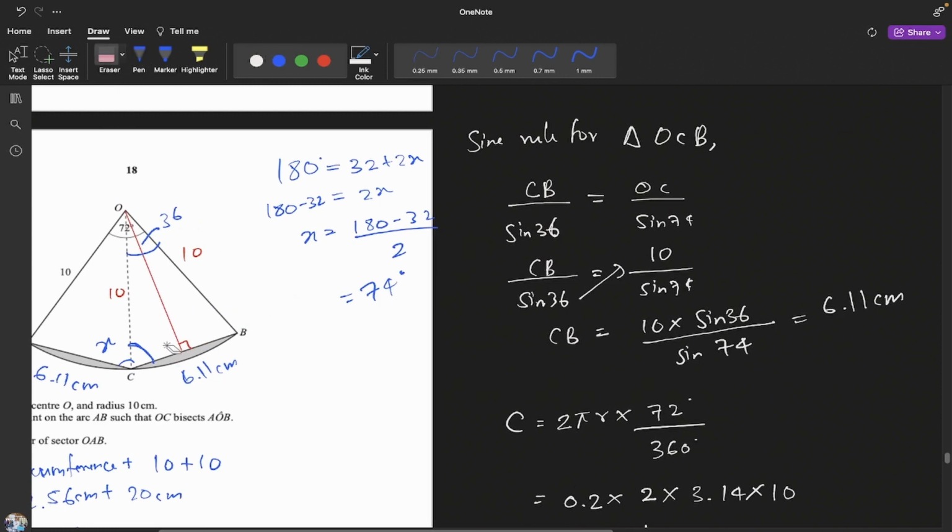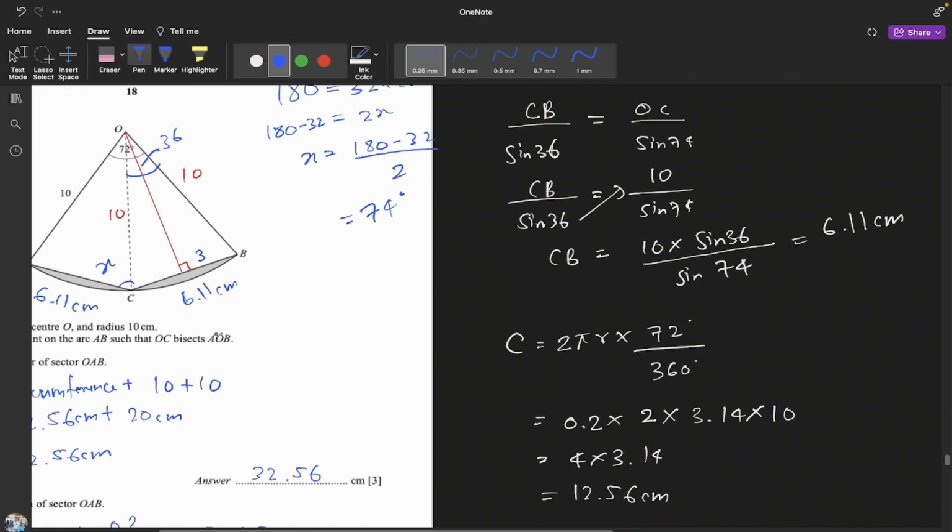Now let's move on to the next line. We need to find the perpendicular height in order to find the area of this triangular region, right? So how do you find this vertical height? For that you can use Pythagoras theorem, but for that you need to know this middle value. That can be easily found by 6.11 divided by 2, which is 3.055. We can take it as 3.